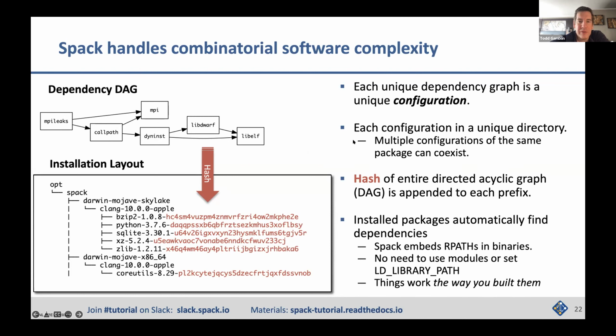We try to make sure that every configuration gets its own install prefix. So this MPI leaks node gets its own directory, call path gets its own directory, and so on.